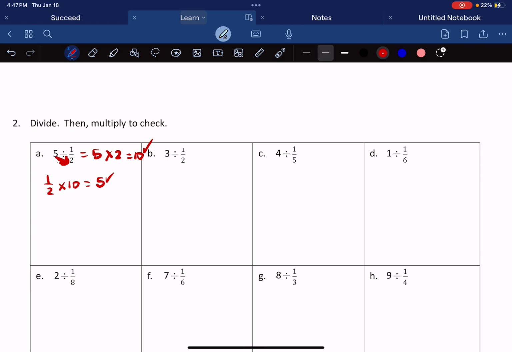So if we can remember, and this is what I'm going to use from here on out, keep, change, and flip, then we're going to be good to go with our division. I've told my students multiplication is my favorite because I don't have to change anything. I just keep it, we multiply. With addition and subtraction, we have to find our common denominators before we can add or subtract. And with division, we use keep, change, flip.